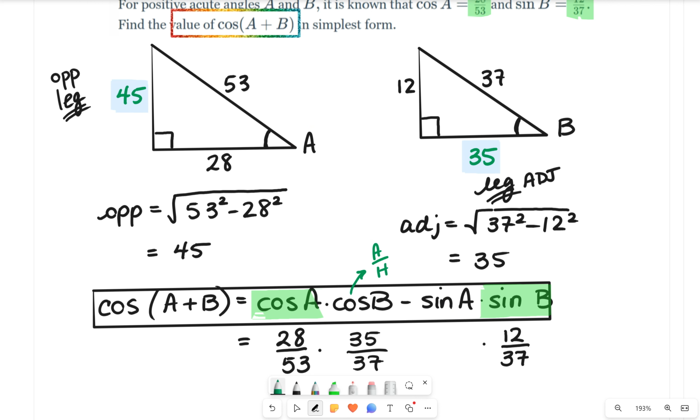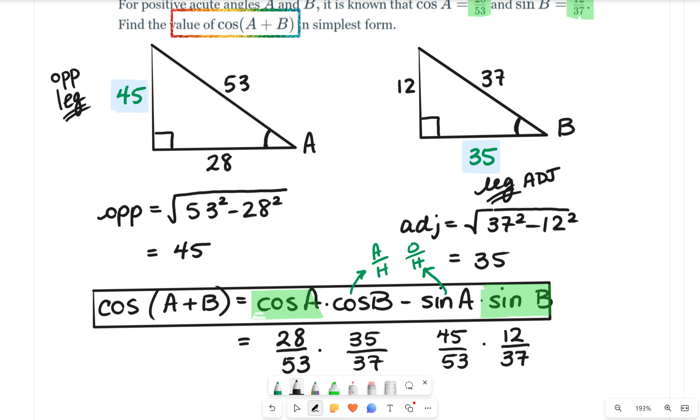The sine ratio is O/H, opposite over hypotenuse. So if I'm standing right here, my opposite side is this side right here, and the hypotenuse is this side right here, 45/53.